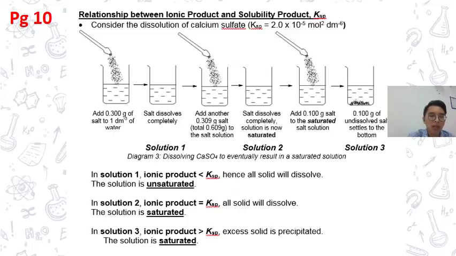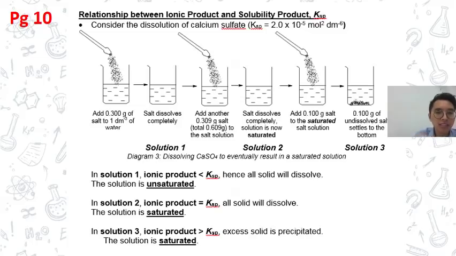If ionic product and KSP are equal, it means that that is the point of saturation. If ionic product is greater than KSP, it will mean that whatever you are trying to dissolve is greater than what the saturation point can hold, and therefore your solution is saturated and things will start to precipitate out, because not everything is able to dissolve in the solution at that point in time. Let me show you an example.